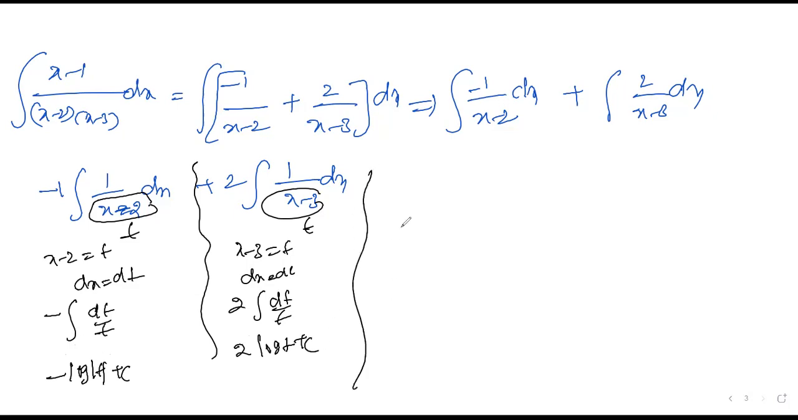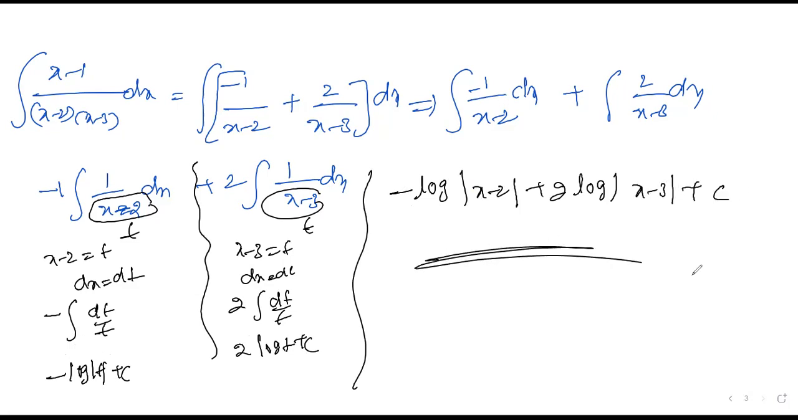So what is the final answer? Minus log t, and t means x minus 2, so minus log of x minus 2, plus 2 log of x minus 3, plus c. I think it is very clear now. Yes, sir. This is the way people approach it in the next levels.